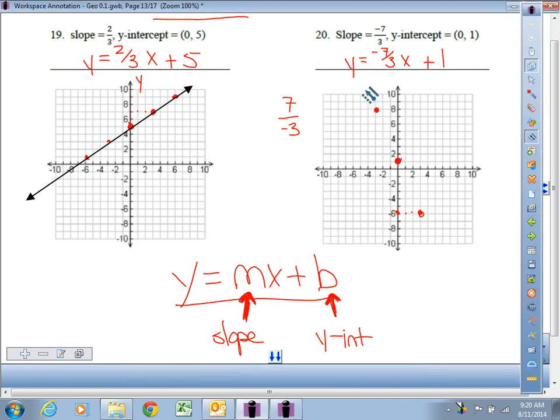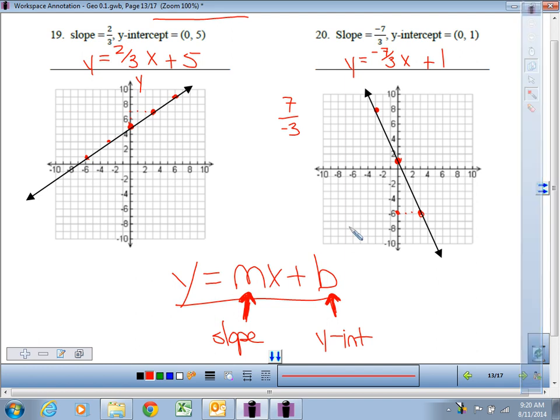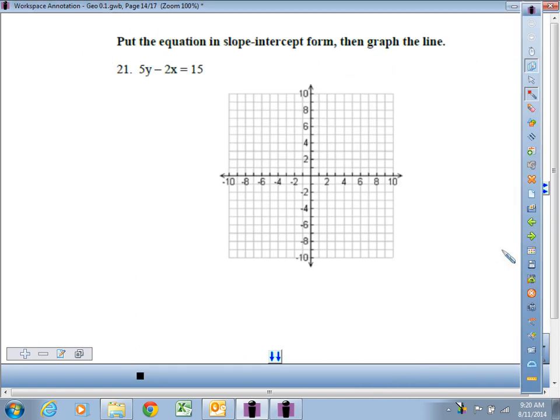So we can go ahead and graph that, take your straight edge, and draw that line. Remember to put arrowheads on each end because theoretically this is going to go on forever and ever. All right, so it's slope-intercept form.